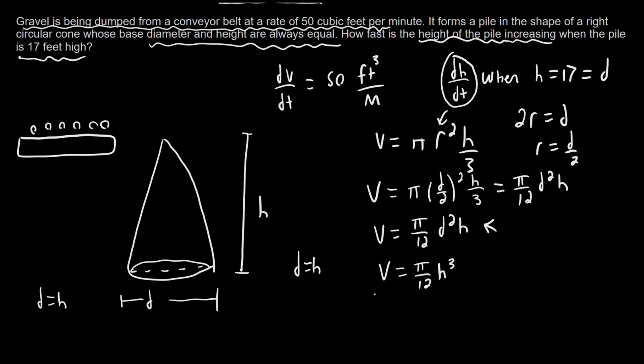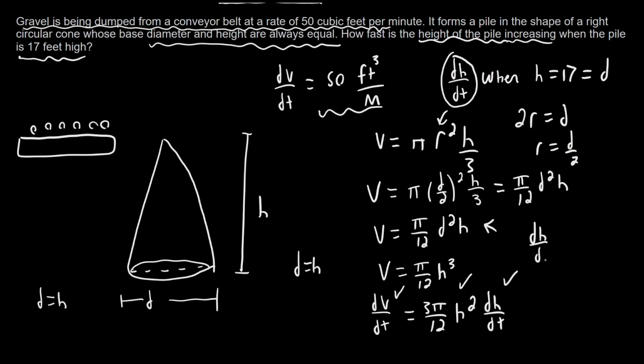Now we could differentiate with respect to time. We're going to get 3 pi over 12 h squared dh over dt. So we have dV over dt, which is the 50 it gave us. We also have the height. And we're looking for dh over dt. So let's just rearrange for that. So 50 over 3 pi over 12 times 17 squared. So if you plug that all in, you'll get 0.22.